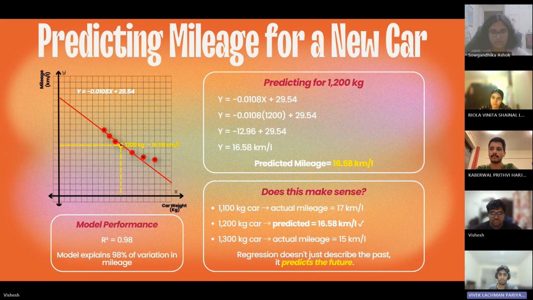In our data, a 1100 kilo car gets 17 and a 1300 kilo car gets 15. Our guess of 16.58 is right in the middle. Our R square is 0.98, which means 98% of the change in mileage is explained. That is a great score for just one variable. How accurate is our data? Can we trust the model?